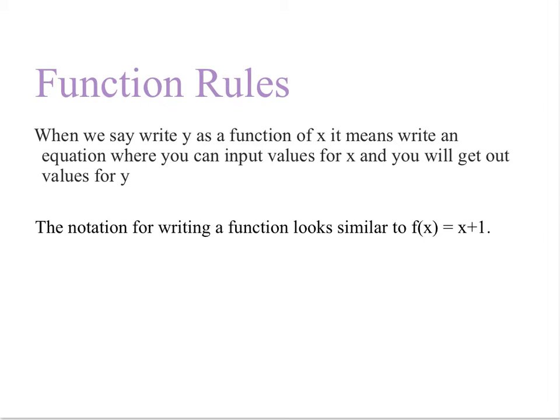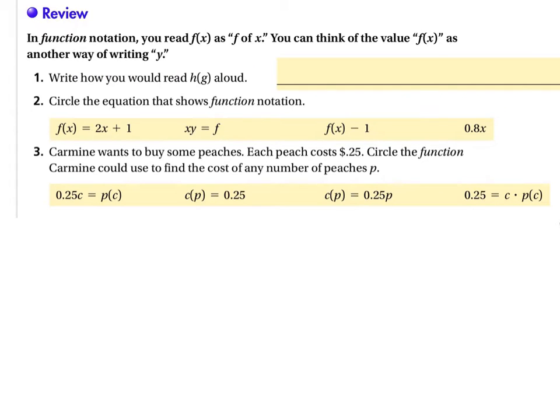We've been talking about function rules. When we say write y as a function of x, it means to write an equation where you can input values for x and you will get out values for y. Now the notation for writing this looks similar to f of x equals x plus 1. F of x is just a replacement for what you previously saw as y. Realizing that in function notation, f of x is another way of writing y.